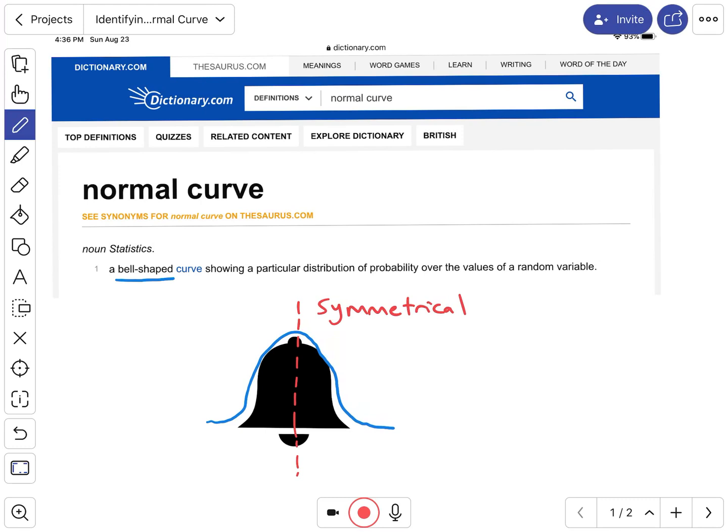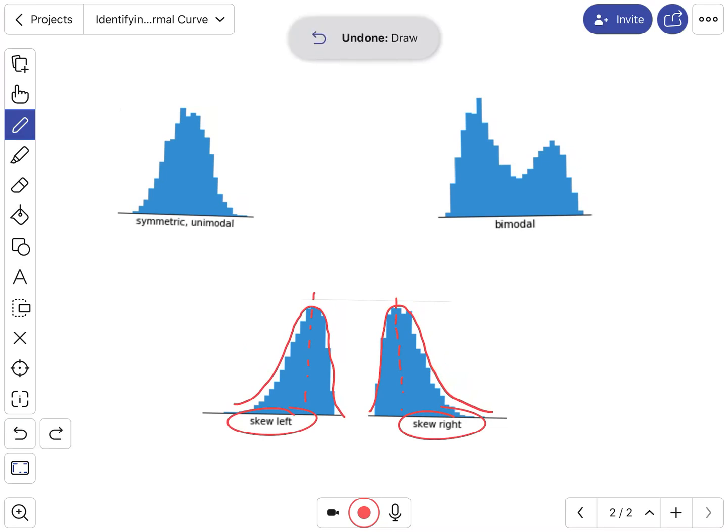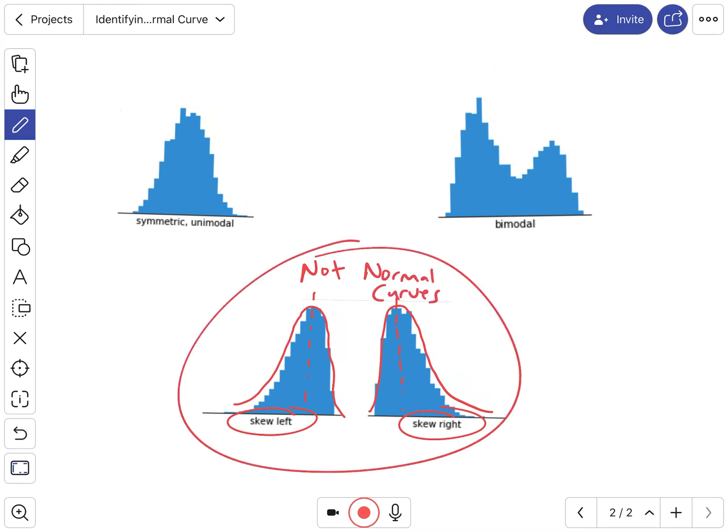That's so important with a normal curve, because when you have skewed left or skewed right examples, you see that this curve here is not symmetrical if you cut it down the middle. Same as this one, not symmetrical if you cut it right here. In this case, this left side has more area, this right side has more area, so basically these two are not normal curves.